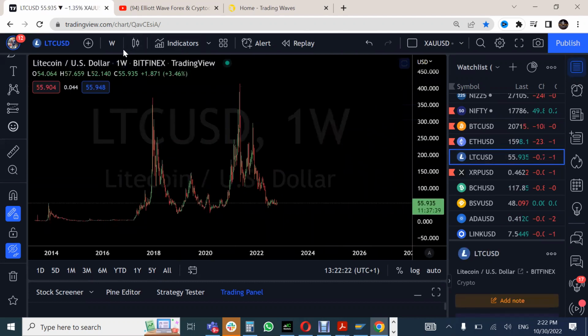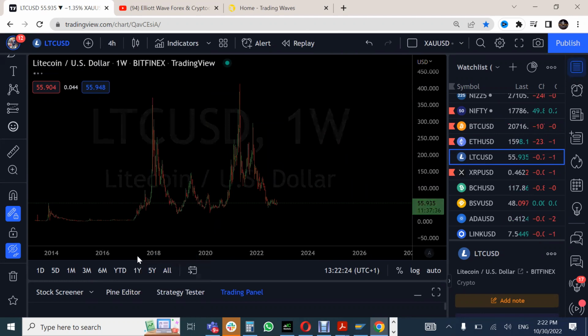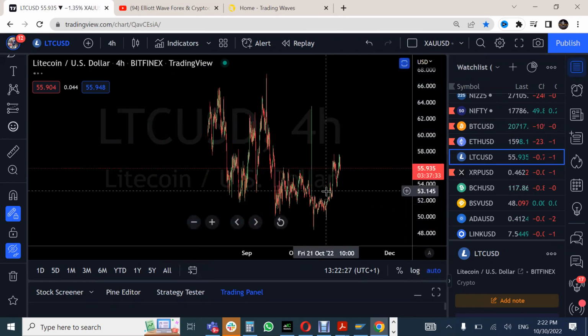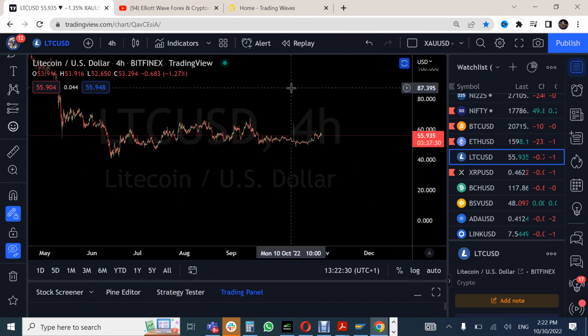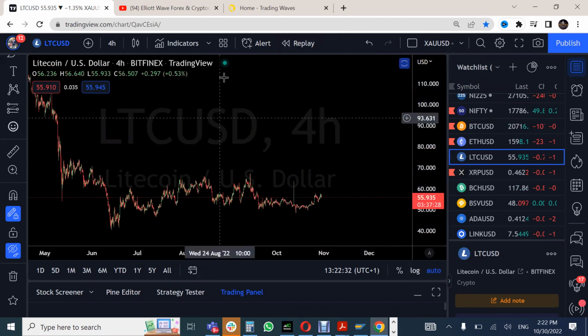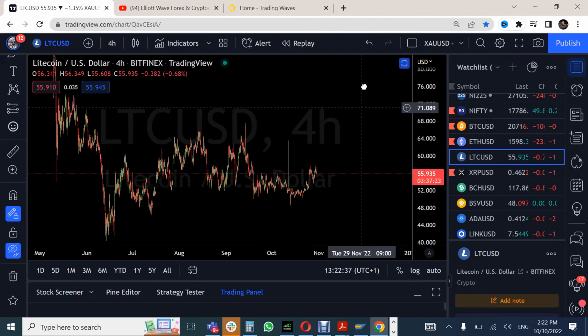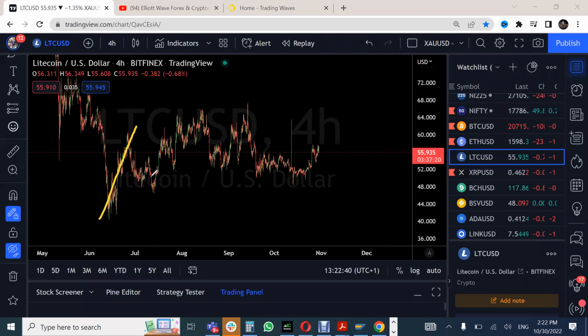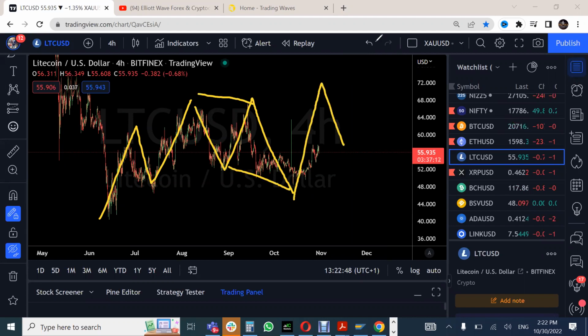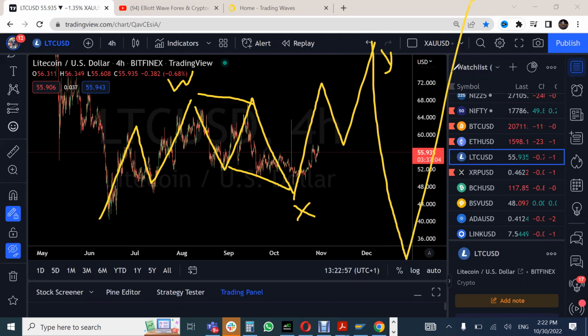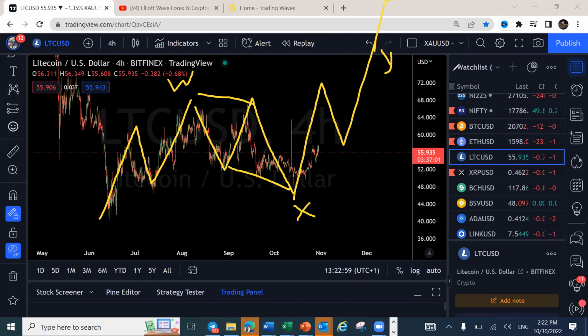Litecoin, same structure. Let's go back to the lower degree so you can just see that smaller structure there. So the focus is just on these structures here. Let's have a look here. It's not so clear in this time frame, but let's try. You've got 1, 2, 3 up, 1, 2, 3 down. Now, expectation, just like the rest of the cryptos, is that we get another 1, 2, 3 up. WXY corrective structure. If WXY corrective structure plays out, that means we're going to have one leg down before we push to the upside. If it's invalidated, we're all the way up to the money.